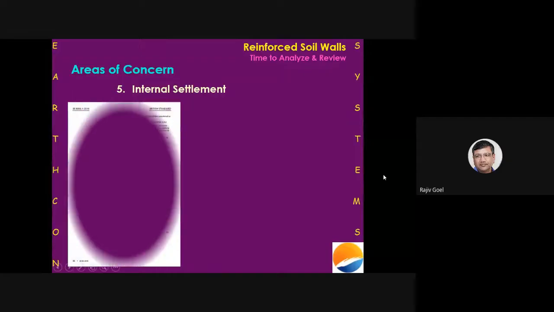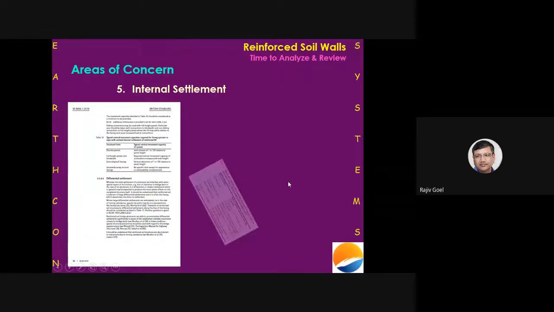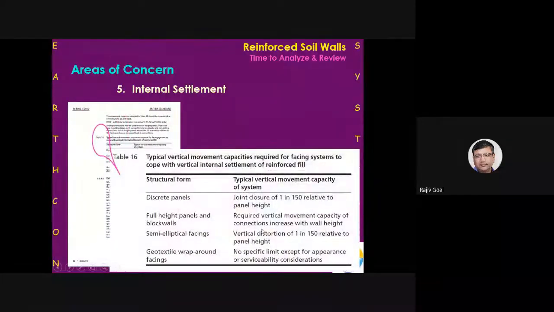And based on this, they have come up with Table 16 in the code, which says that in case I'm using discrete panels, which is the case in the present failure I talked to you about, it says the joint closure of 1 in 150 relative to the panel height. What I understand is that in case I have a 12-meter high wall, 12 meters divided by 150 is the flexibility which I need to provide in my fascia panels, or which the system can tolerate.